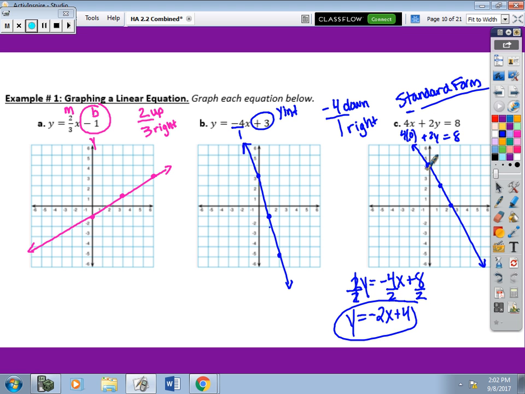You would plot that. Then you'd plug in 0 for y. So we have 4x equals 8. Divide both sides by 4, we get x is 2. You would plot this. You would only have 2 points, though. This one and this one, the intercepts, and then you would connect the dots. So that's 2 different ways you can solve. I don't care which one you do.